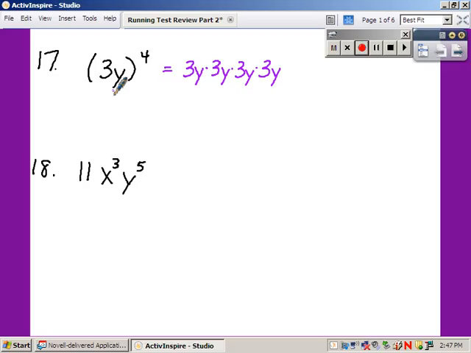Now this one is a little different. This one, the 11 does not actually have an exponent. So the 11 gets written one time. The x, on the other hand, is raised to the 3rd. So we do x 3 times. And the y is raised to the 5th, so we actually have 5 y's to raise.